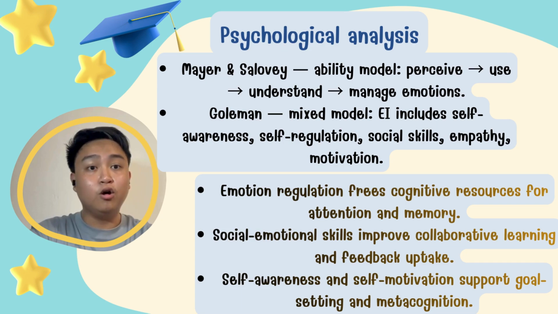Next, we look at Goleman's mixed model, which expands EI into five major components: self-awareness, self-regulation, motivation, empathy, and social skills. This model connects EI not just to personal emotional ability, but also to interpersonal skills and long-term success. Both models highlight the idea that emotions and learning are inseparable. A student's emotional state affects attention, memory, problem solving, and overall performance.